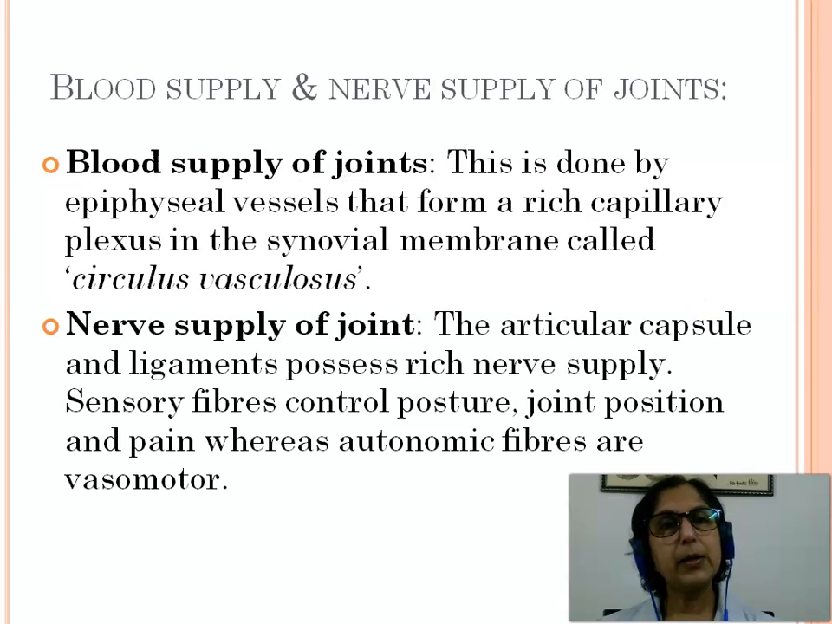Now let us see what is the blood supply and nerve supply of joints. The blood supply of joints is done by the epiphyseal vessels that form a rich capillary plexus in the synovial membrane, which is called the circulus vasculosus. Nerve supply of joints. The articular capsule and ligaments possess rich nerve supply. Sensory fibers control the posture, joint position, and pain, whereas autonomic fibers are vasomotor to the joint.